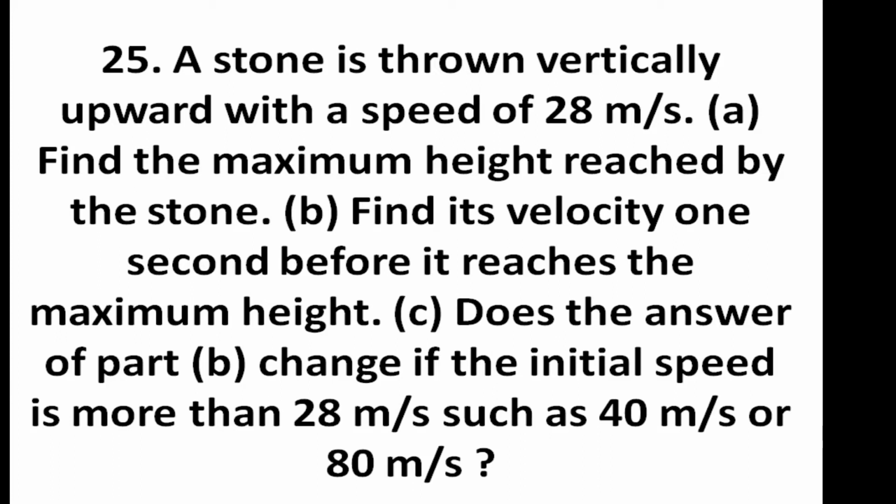H.C. Verma Solutions, chapter number 3, Rest and Motion, Kinematics, question number 25. A stone is thrown vertically upward with a velocity of 28 meters per second. Calculate: A, find the maximum height reached by the stone. B, find its velocity 1 second before it reaches the maximum height. C, does the answer of part B change if the initial speed is more than 28 meters per second, such as 40 meters per second or 80 meters per second?